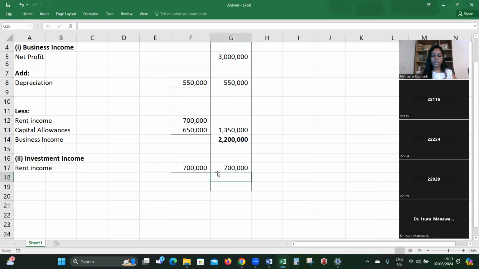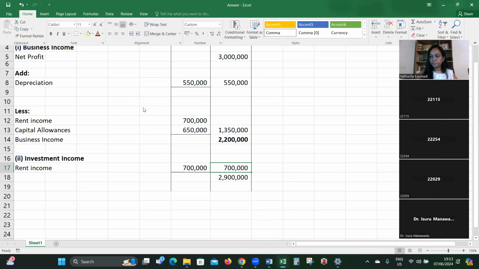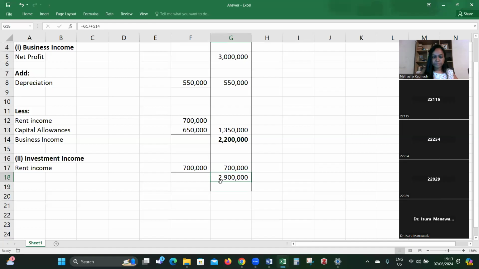700,000. Okay. So do we have any other income sources in this question? We don't have employment income anyway. We have taken business income, investment income, no other income. So that's the total, right? We can take the total 700,000 and 2.2 million. This equals the assessable income. We can write it here. This is the assessable income of the partnership.